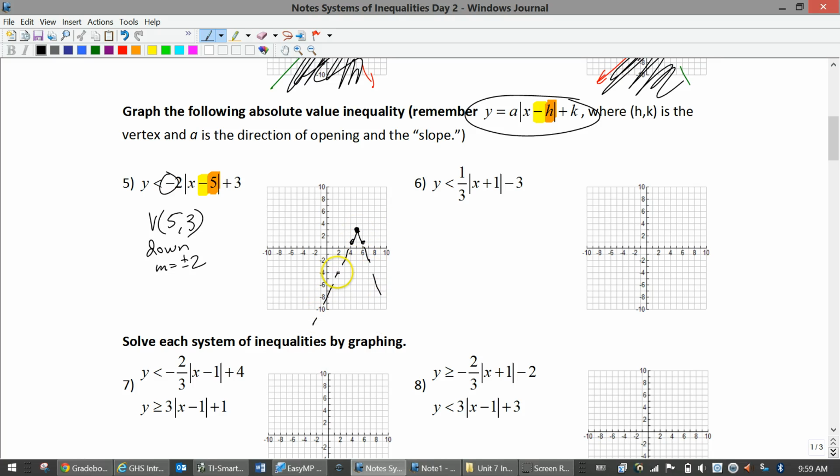And now we have a conversation about shading. We don't talk about in or out of the absolute value. We talk about up or down, below or above the curve. The inequality that's written is y is less than. That tells us that we want all the ordered pairs where the y coordinate is less than the curve. That would also mean below in this case. So that's what it would look like. Any questions on that?